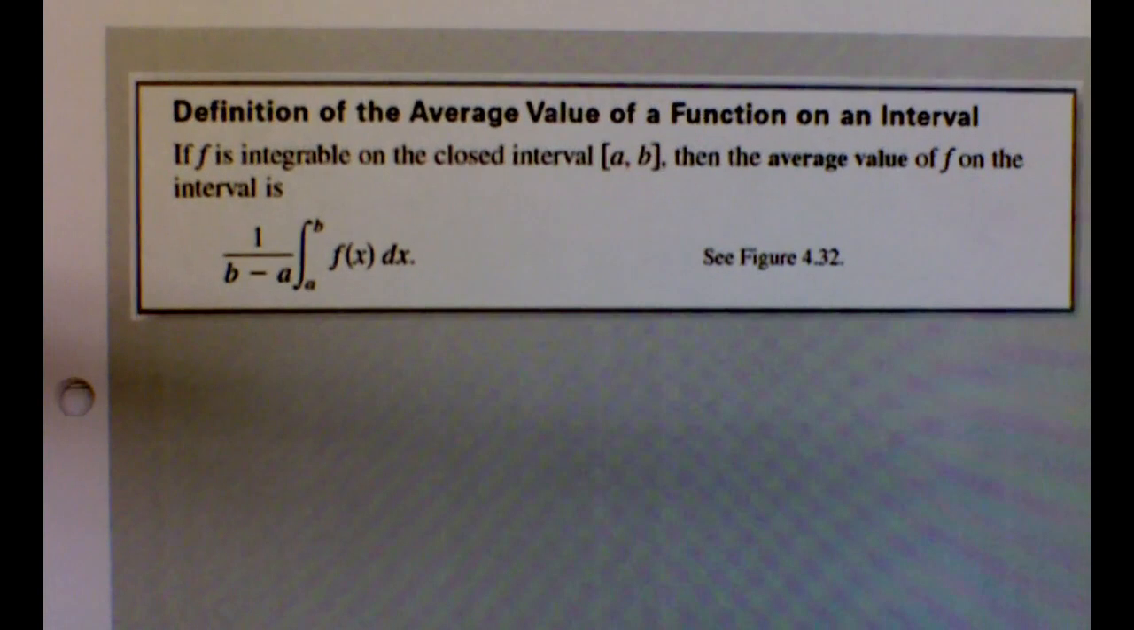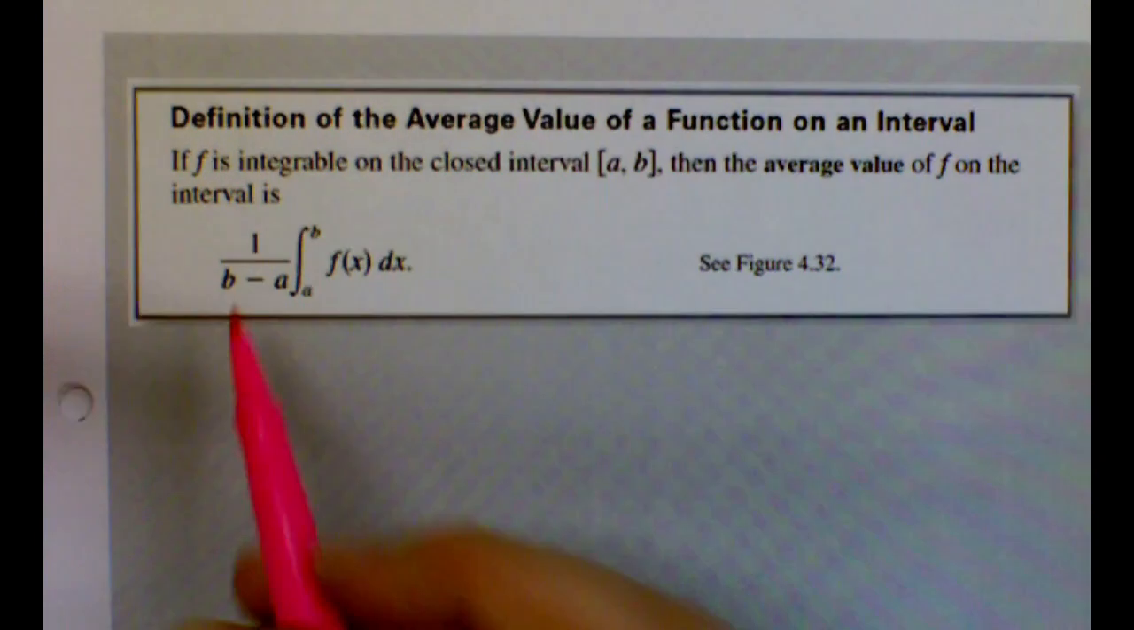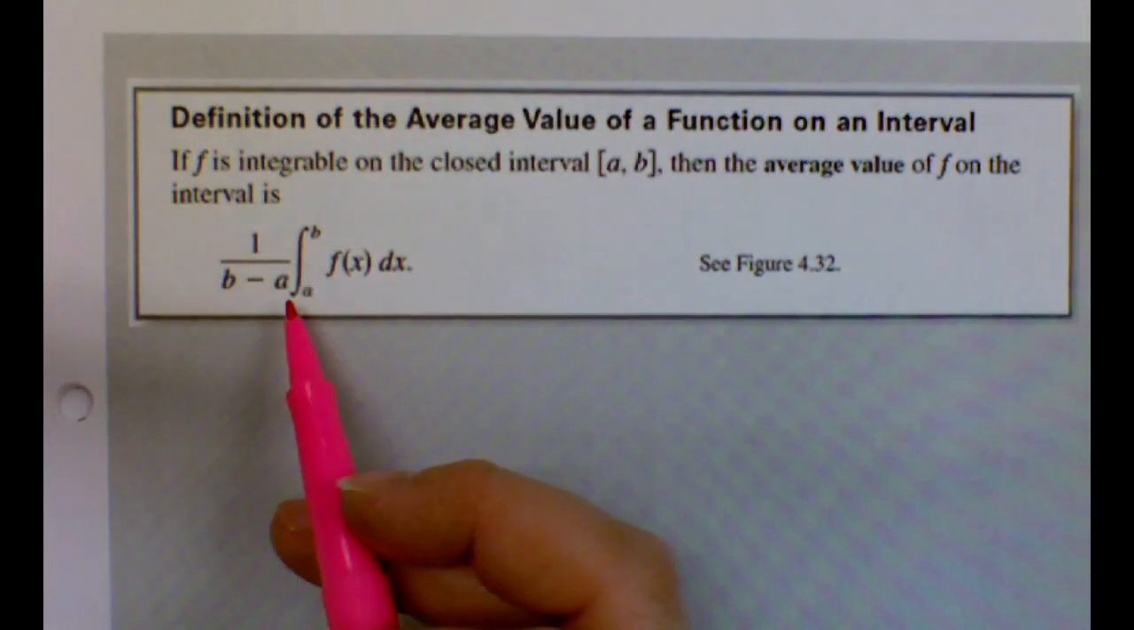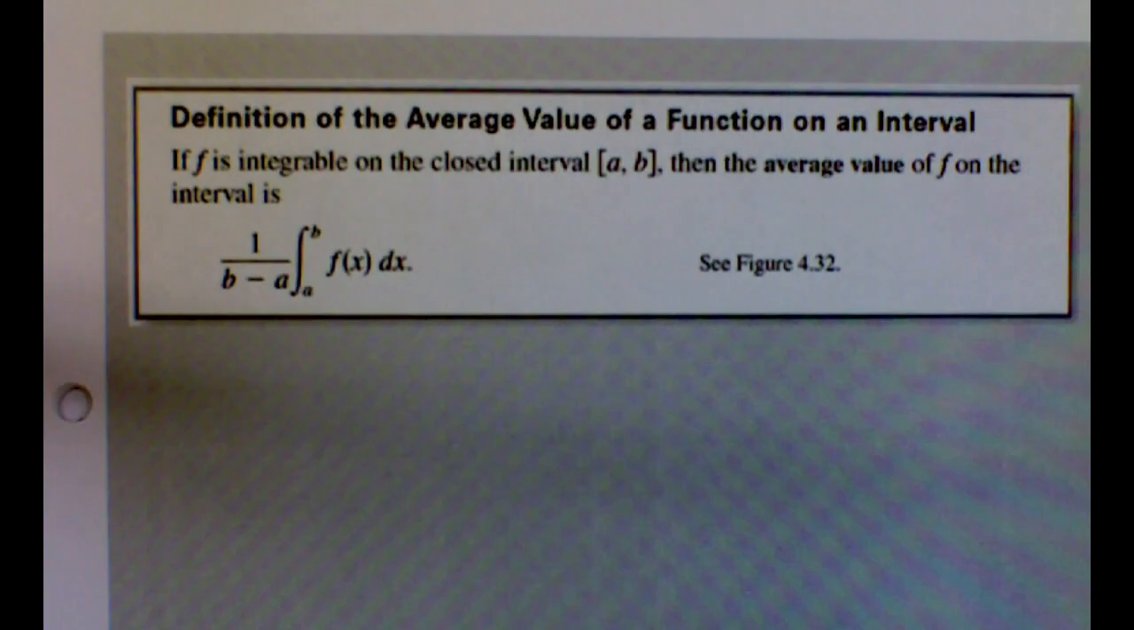We also have the average value of a function. Now this one is very important. If f is integrable on the closed interval a to b, then the average value of the function is 1 over b minus a, right, my interval, times the integral from a to b of f of x dx.